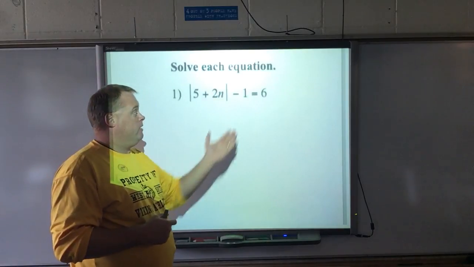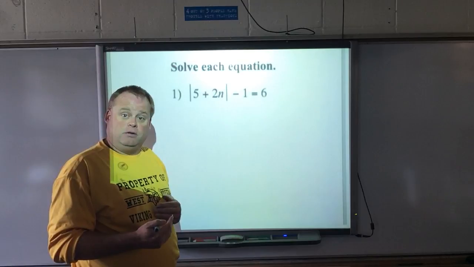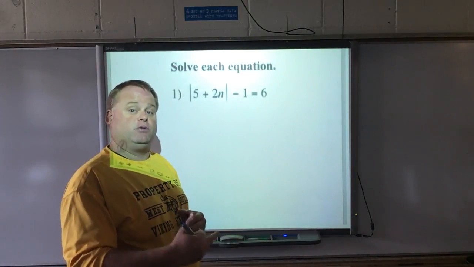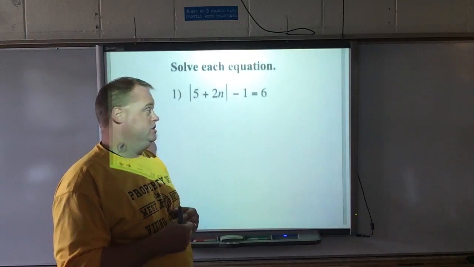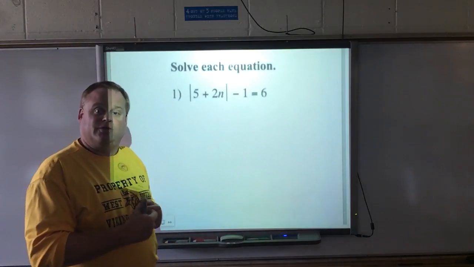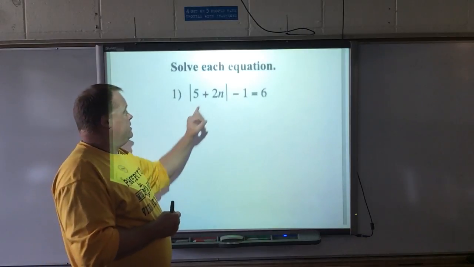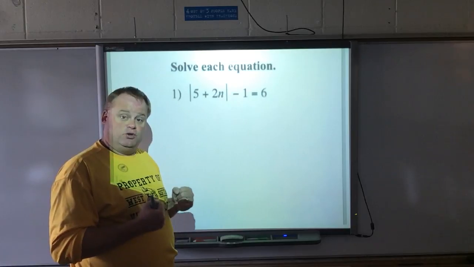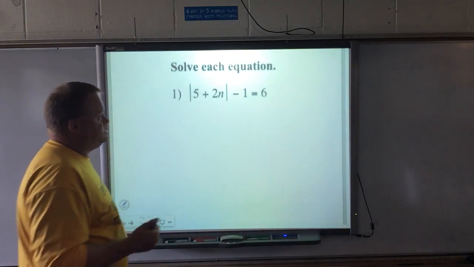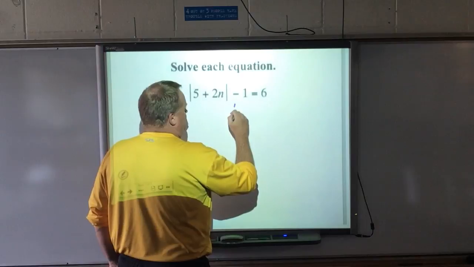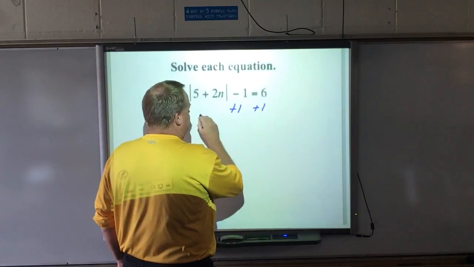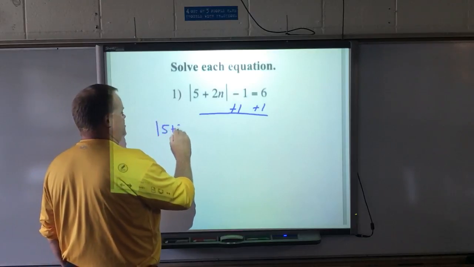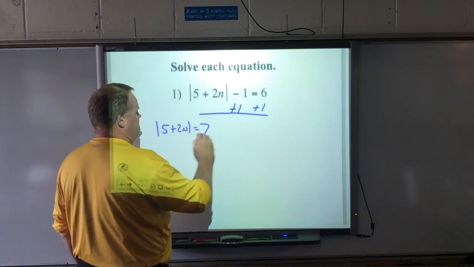We have to do it to the regular, positive number. Remember, absolute value cannot be equal to a negative in the original equation. And then I also have to do it to the negative version of it, because inside the absolute value bars, I can have a positive and a negative solution for that variable. All right, so let's show the example of that. I would add 1 to both sides, leaving me absolute value of 5 plus 2n equals 7.